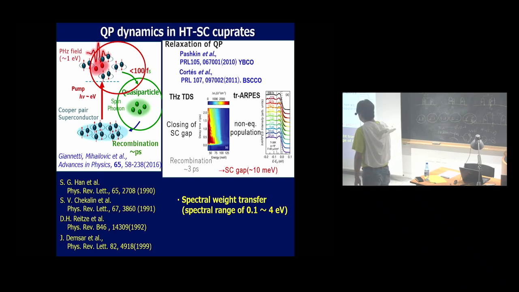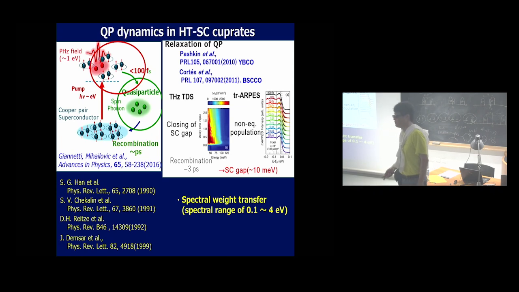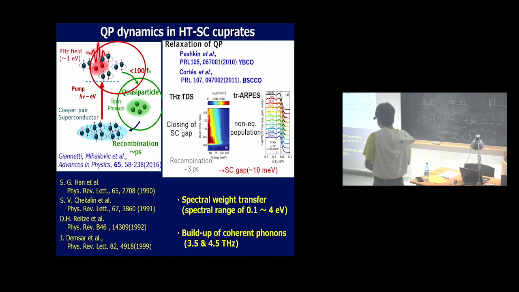To clarify this problem, we focused on the spectral weight transfer in a very wide spectral range between 0.1 and 4 electron volts to characterize how fast the generation of quasiparticles occurs. And we also investigated the build-up dynamics of the low frequency coherent phonon to consider the mechanism of the quasiparticle generation dynamics.